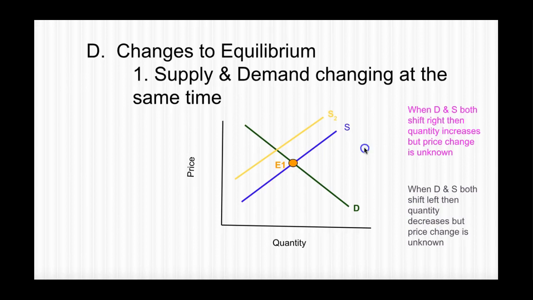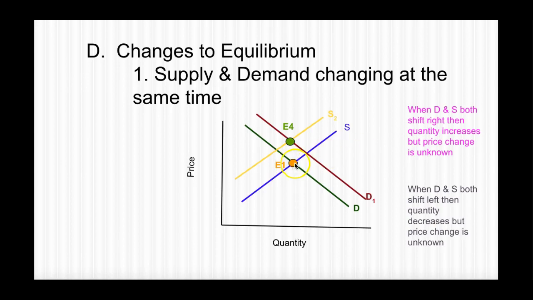And at the same time, the demand curve shifts to the right. So maybe consumers have more money. Maybe consumers just like this product. Maybe the price of a substitute item is going up. The price of a complement is going down. Maybe there's more consumers in the area. Or consumers are just expecting a higher price in the future. Either way, right shift in demand. So now we have a new equilibrium, and it's here. So what do we know and what is unknown?